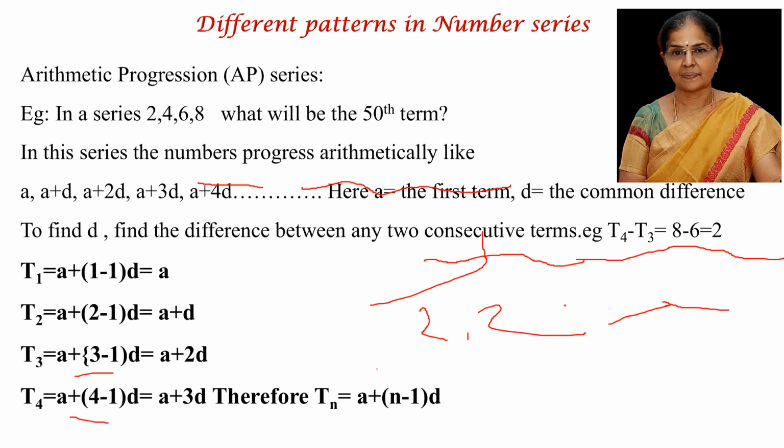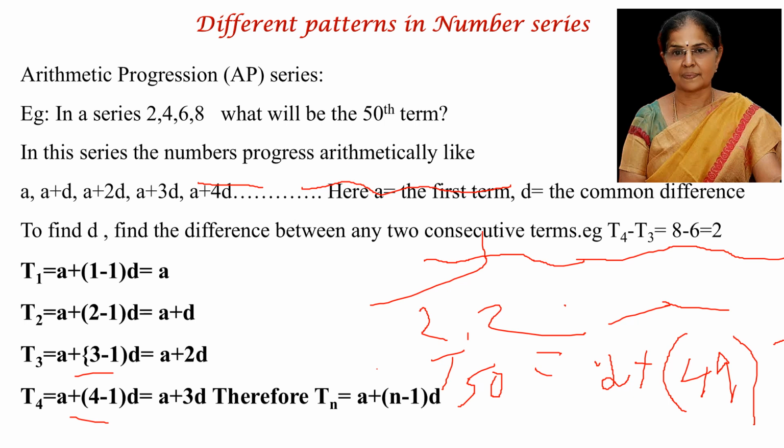In the same way, if you write for the nth term, here n we are going to replace by 50. The nth term is A plus n minus 1 into D. So replacing this for our given problem, the 50th term T50 is equal to A plus, A is here 2, we have found out the first term is 2, plus n minus 1. What is n minus 1? N is 50. 50 minus 1, 49, into D. What is D here? 2.